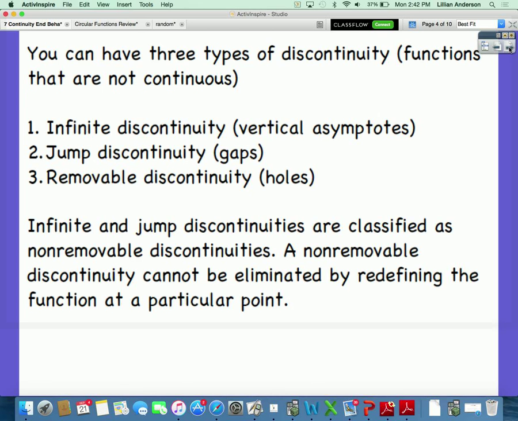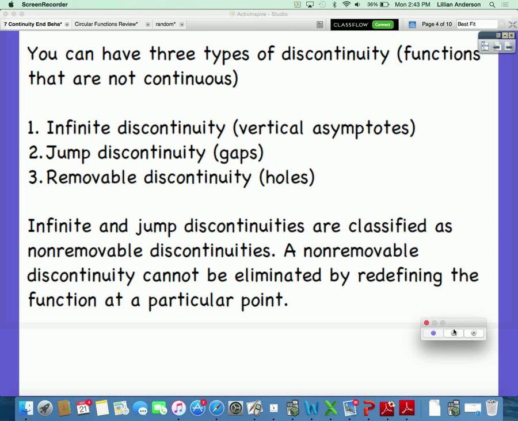Okay? Now, you can have three types of discontinuity. In other words, functions that are not continuous. That's what discontinuity means. You can have infinite discontinuity, which are like your vertical asymptotes. You can have jump discontinuity, which are your gaps in your graph. Or you have removable discontinuity, also known as point discontinuity, which are your holes.